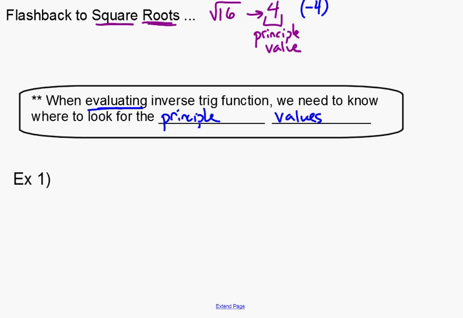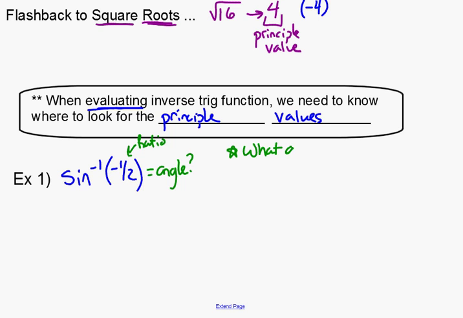So, first example, we have the sine inverse of -1/2. And remember what we talked about before. I've been given a ratio of sides, and it's asking for an angle. Specifically, it's asking me for what angle has a sine of -1/2. So let's go to my unit circle.